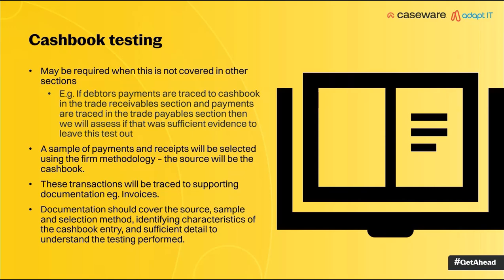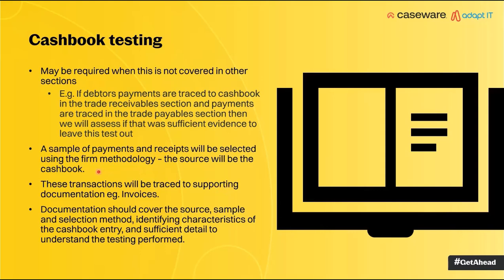Normally we will, if we cannot rely on other procedures already performed, we would then basically select a sample of the payments and receipts in the cash book, and we will go and, using the selection methodology of the firm, we will then go and select those payments and trace them and check that the supporting documents, such as the invoices, etc., agree to them. Right. So that's the important thing.